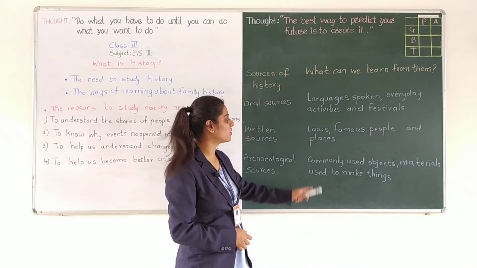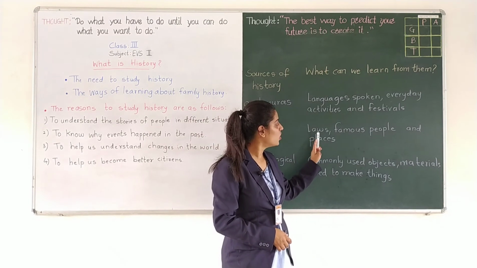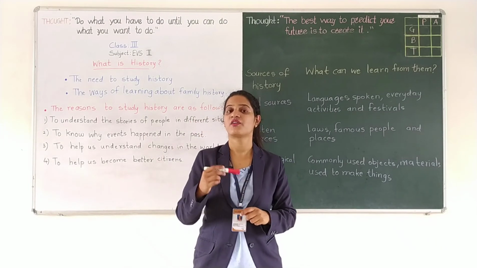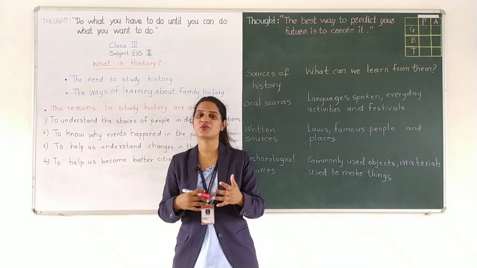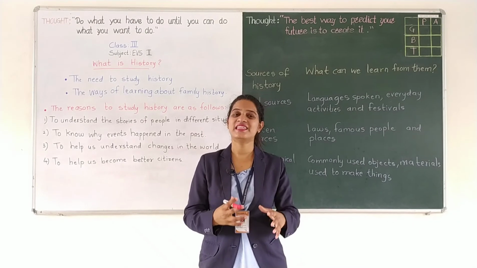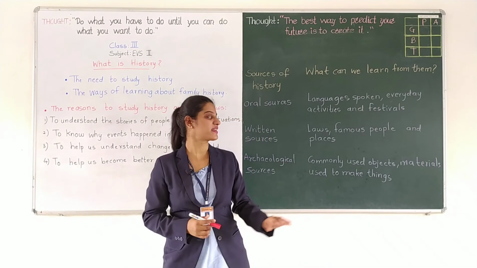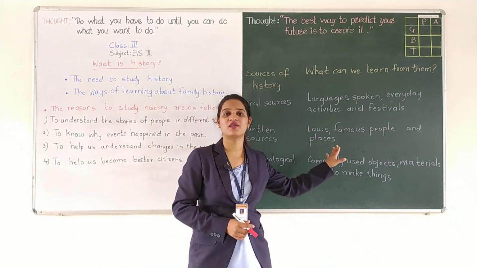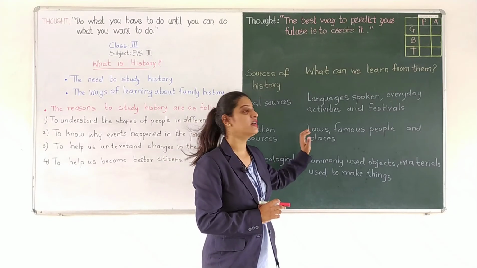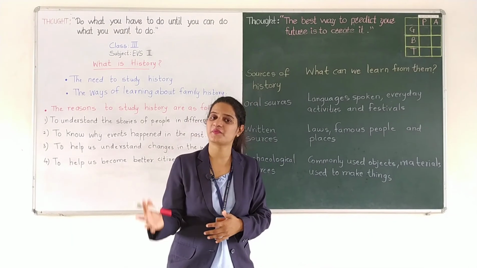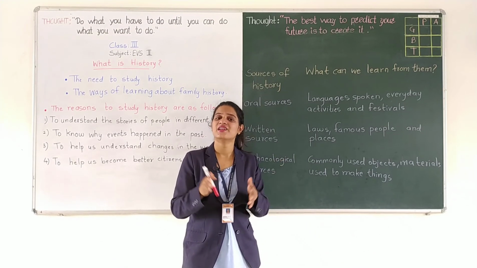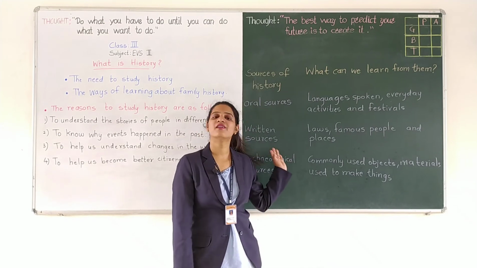Now, next, written sources. From written sources we can learn laws, famous people and places. Written sources include letters, travel writing, and you can say some sort of stories and articles. These are the written sources. And what can we learn from them? We can learn laws. The laws written in our constitution, we can learn from written sources. Not only laws written by the constitution, there are different types of laws mentioned in your science, right? Those laws also we come to know by written sources.